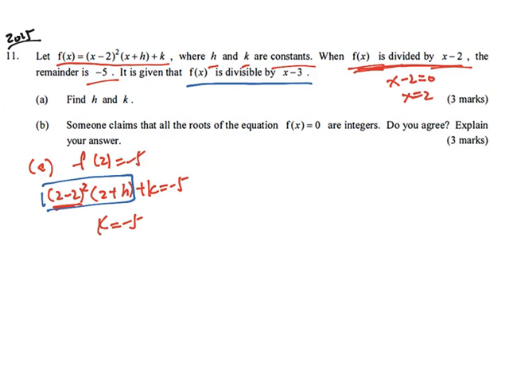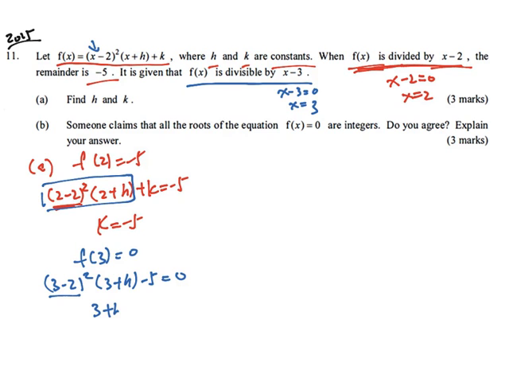Next, we substitute another: x minus 3 equals 0, x equals 3. For this case, it is divisible, that means no remainder. That means f(3) is equal to 0. So we substitute here: (3 minus 2) squared times (3 plus h), k is -5, equals 0. This is 1, so 3 plus h minus 5 equals 0. So h is equal to 2. That is part A.